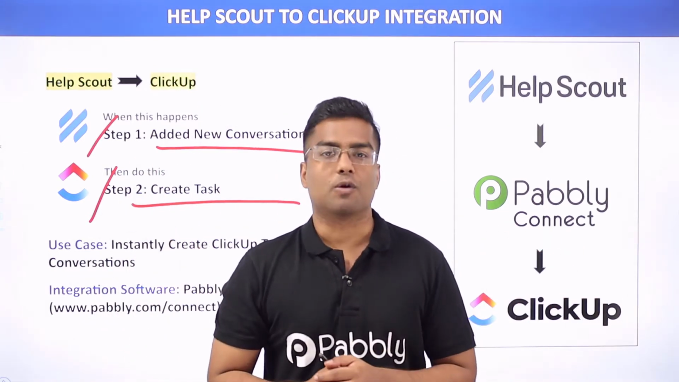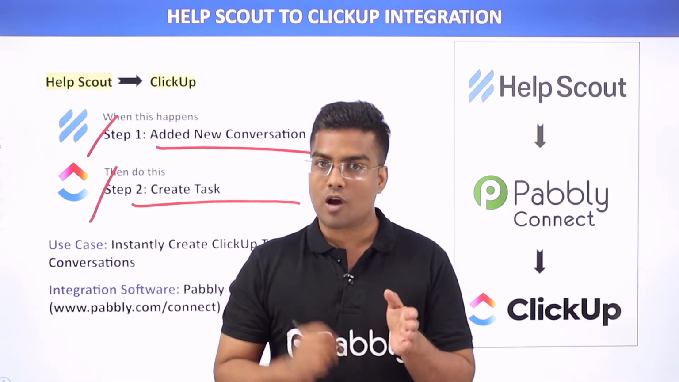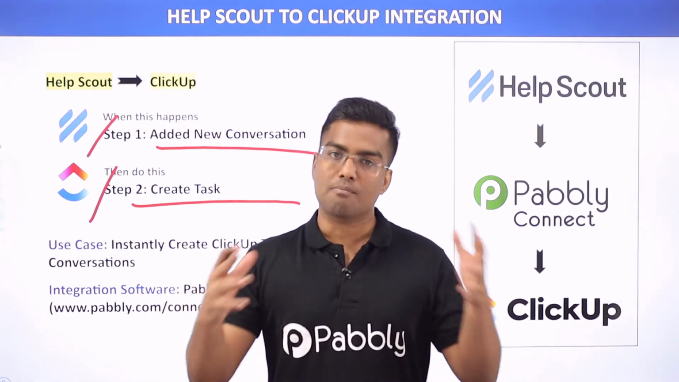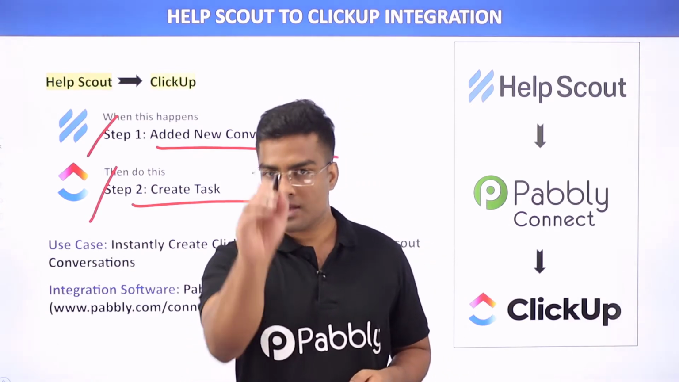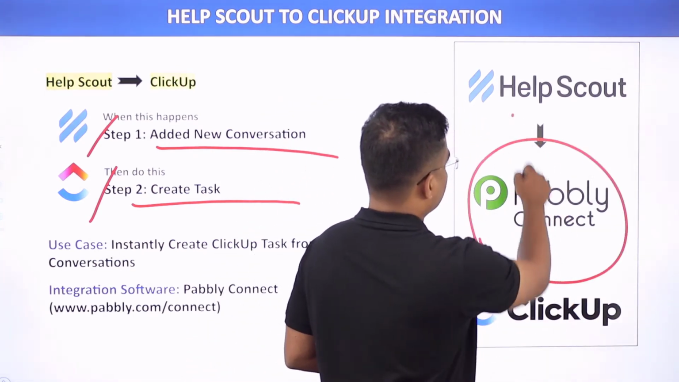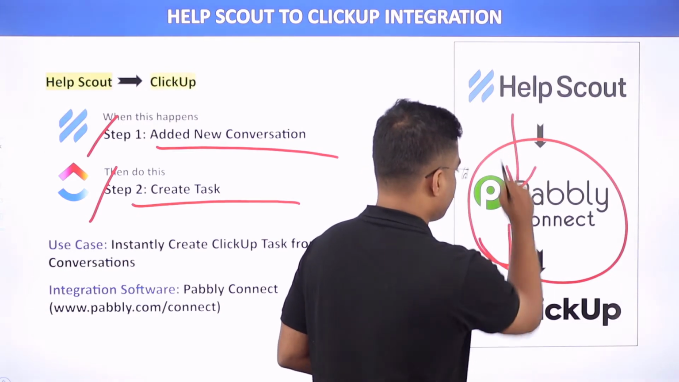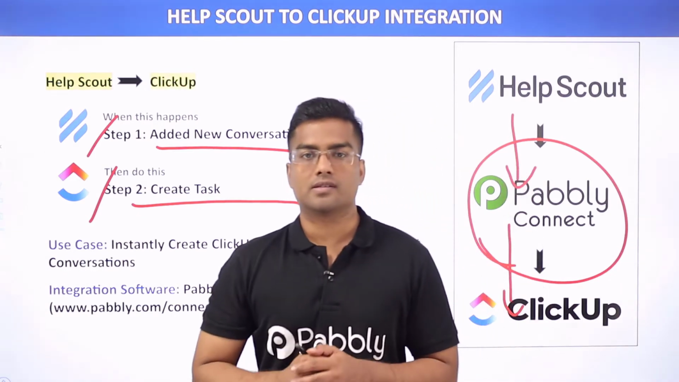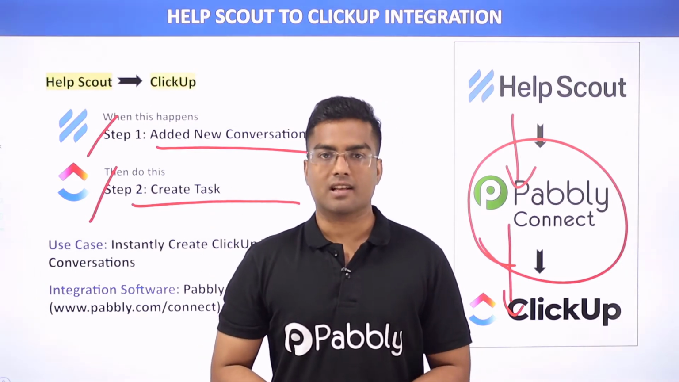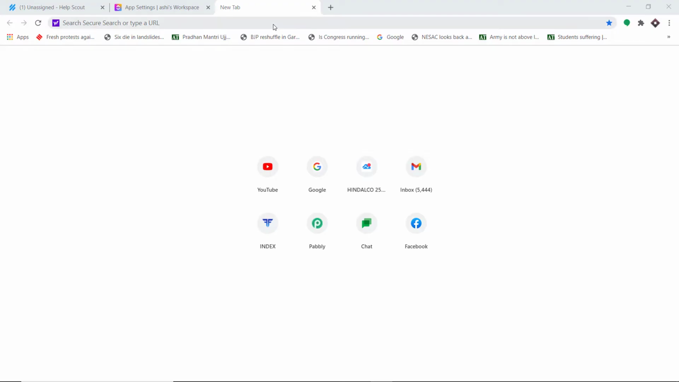But there is one minor problem. There is no integration between Help Scout and ClickUp. So in cases like these, we need to bring a third app to connect them both. In this video, we will be using Pabbly Connect to integrate Help Scout and ClickUp. And the best part of using Pabbly Connect is there is no need for coding skills or programming knowledge. It can be done easily. Let me show you on my screen.